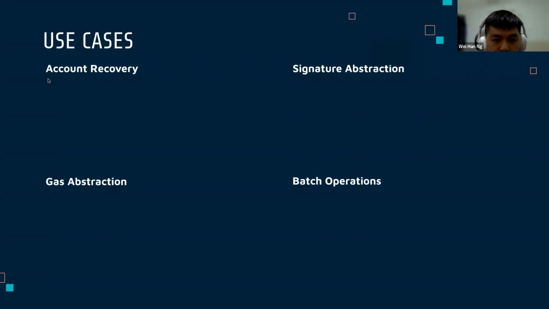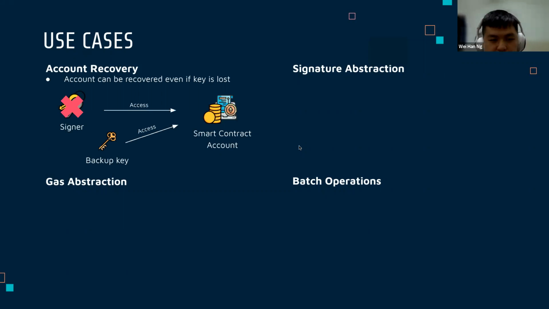The first one is called account recovery. Very simple. Previously I mentioned that if you lose your private key, you lose your account forever. The concept of account recovery is that even if you lose your current signer or private key, you can set up a backup key such that this backup key can still access your smart contract account. So there's no longer the concept of losing your private key and losing your account forever, because there could be many backup keys. It really depends on how you set up this particular wallet and backup key. So that's the first major use case.